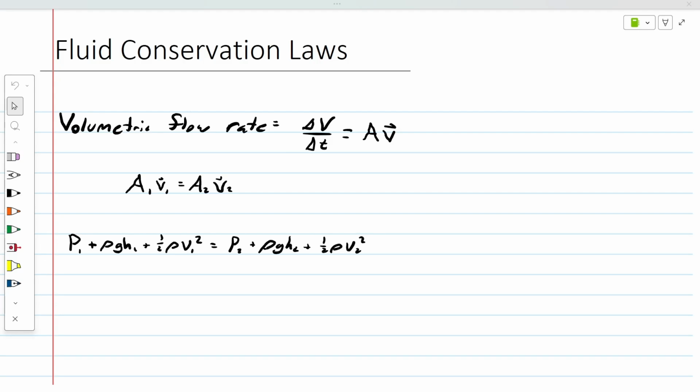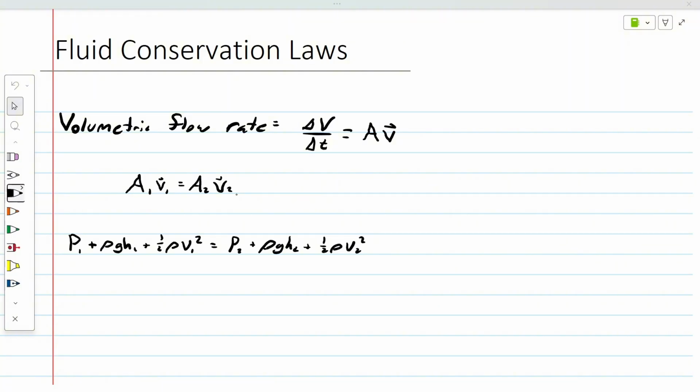In this video, we're going to discuss fluid conservation laws and Bernoulli's equation. So let's start with volumetric flow rate. The rate that something flows through a pipe is the change in volume. That change in volume is equal to the area times the velocity of that fluid.